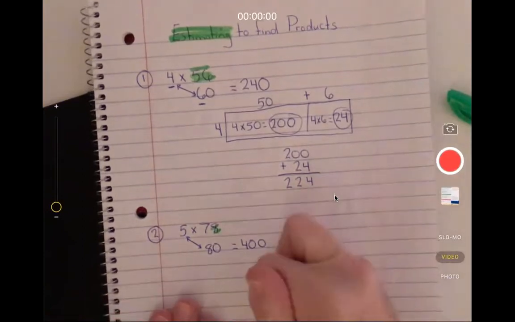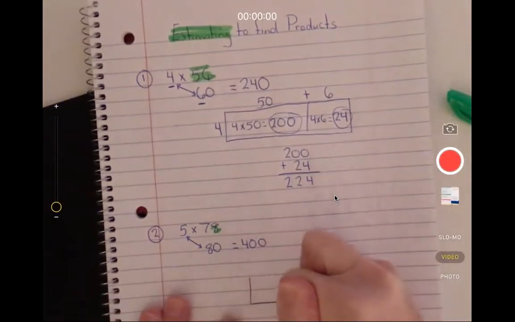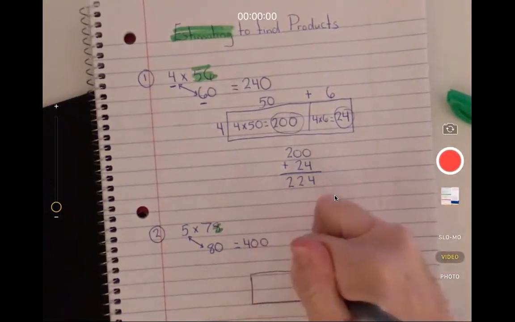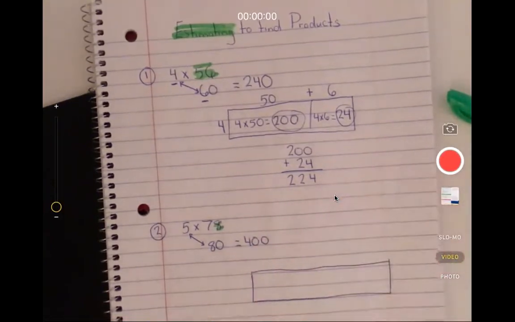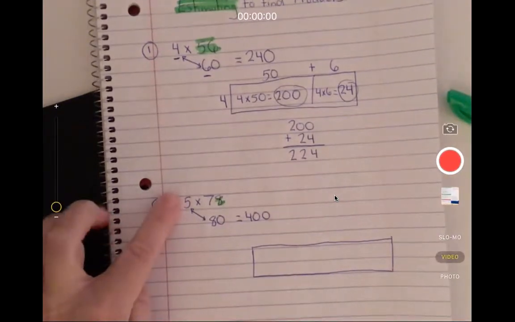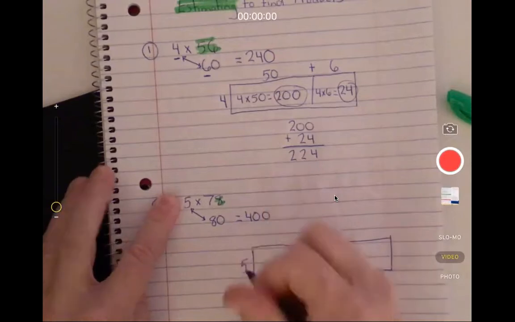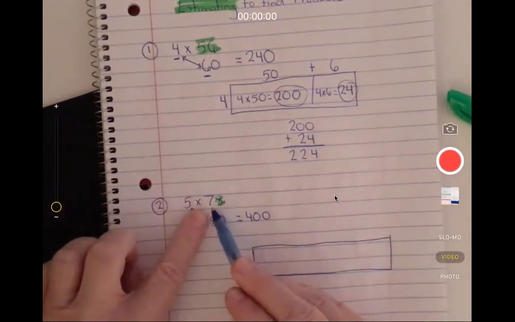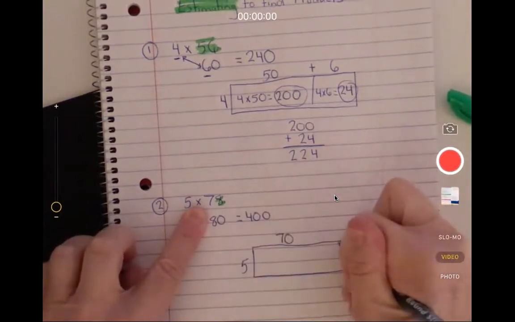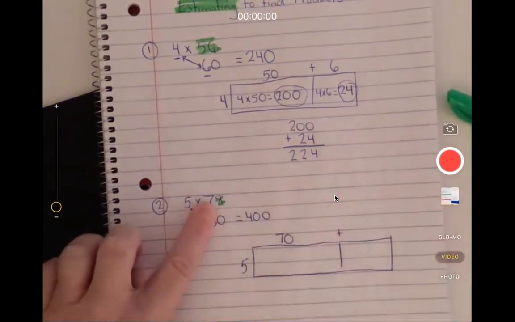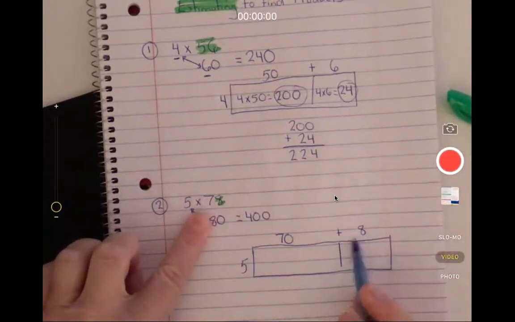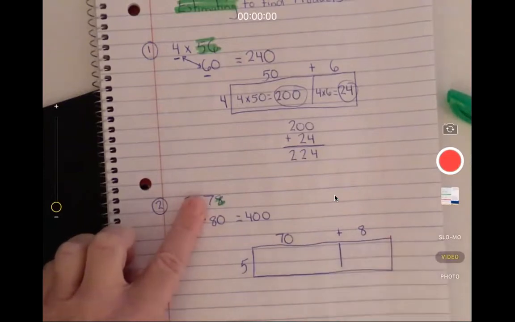All right, let's do our area model. I'm going to draw it. Make it big enough so that I can do my math inside of it. Remember, my problem is 5 times 78. So I'll put my 5 down. When I break 78 up, I have 7 tens. So that's 70 plus my leftover ones, that's 8. Because 70 plus 8 makes 78. That's how I got that.